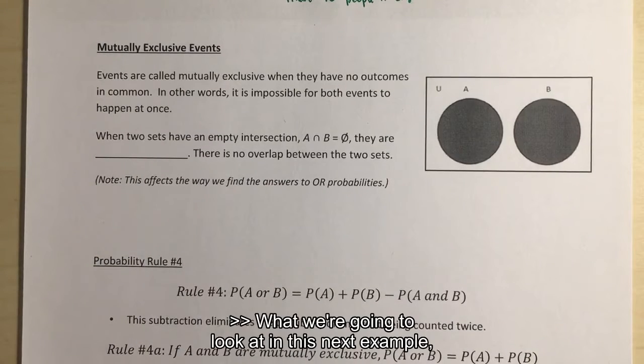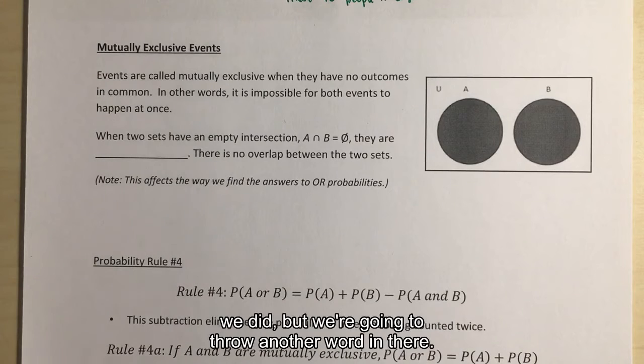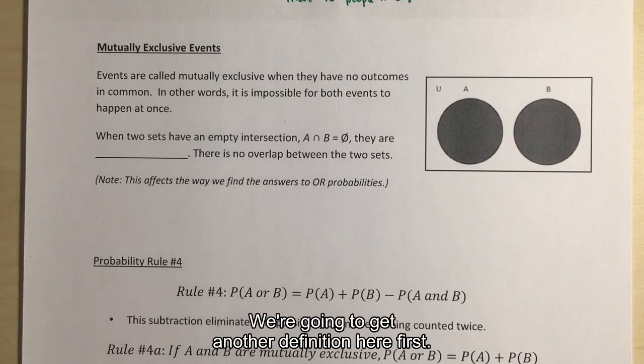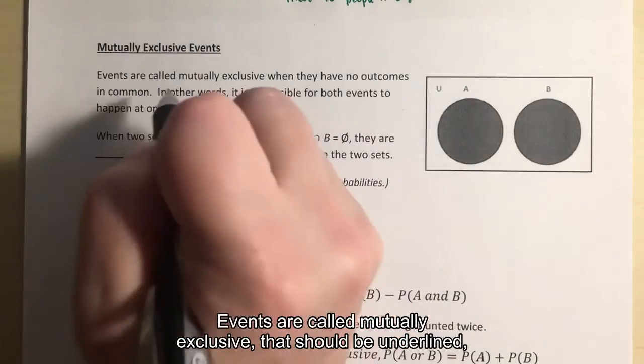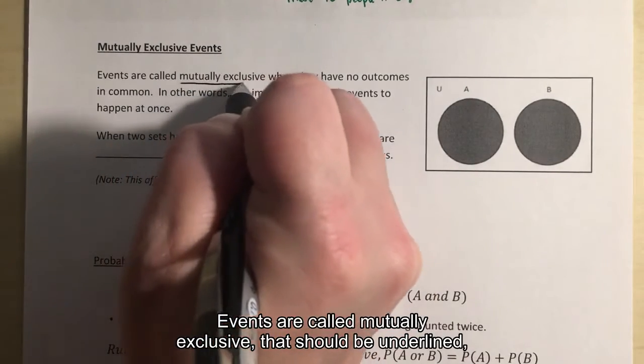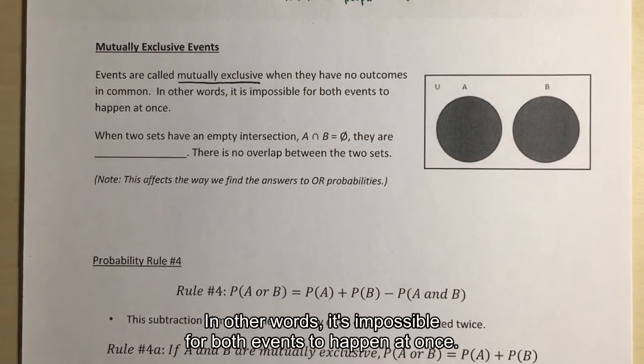So what we're going to look at in this next example, we're going to actually revisit the previous example that we did, but we're going to throw another word in there. So we're going to get another definition here first. Events are called mutually exclusive when they have no outcomes in common. In other words, it's impossible for both events to happen at once.